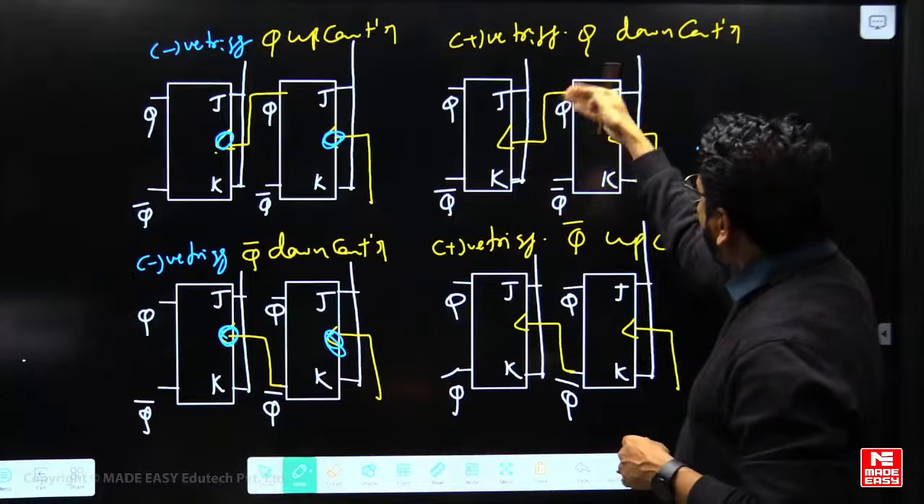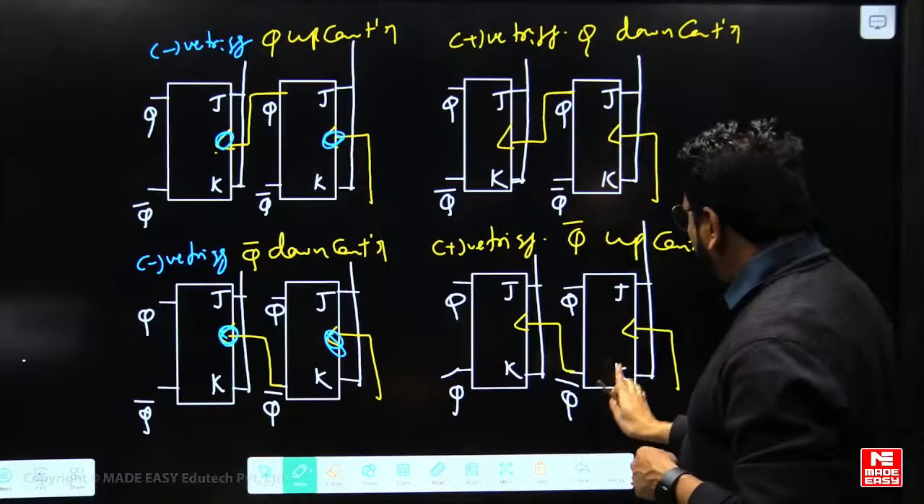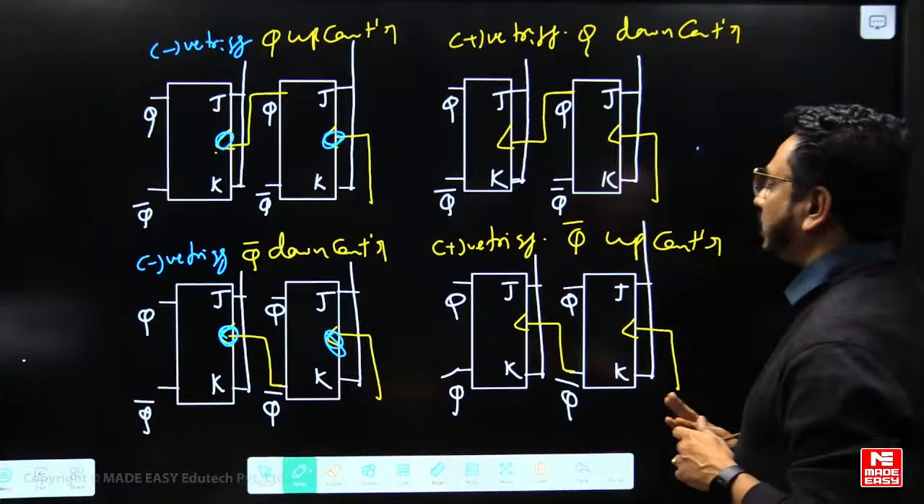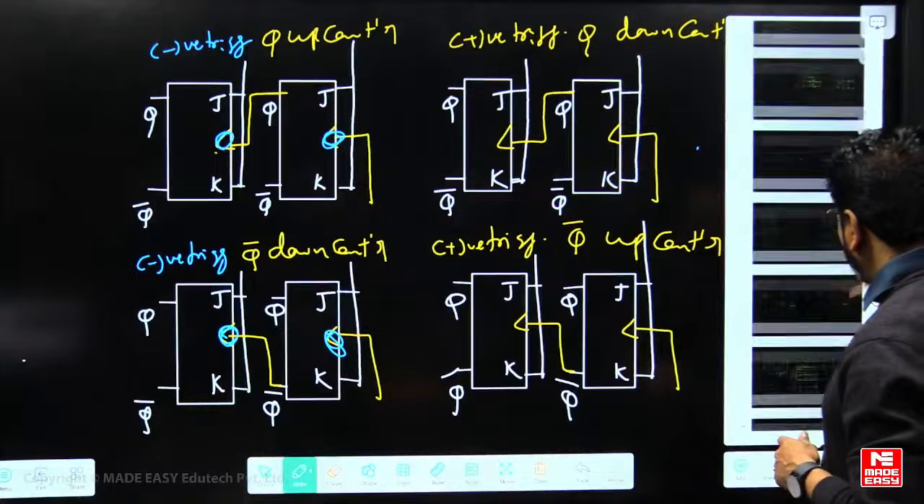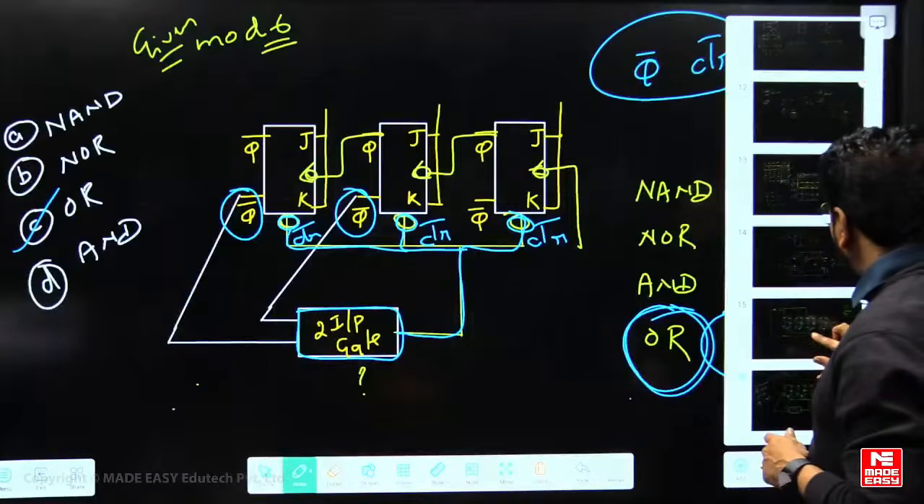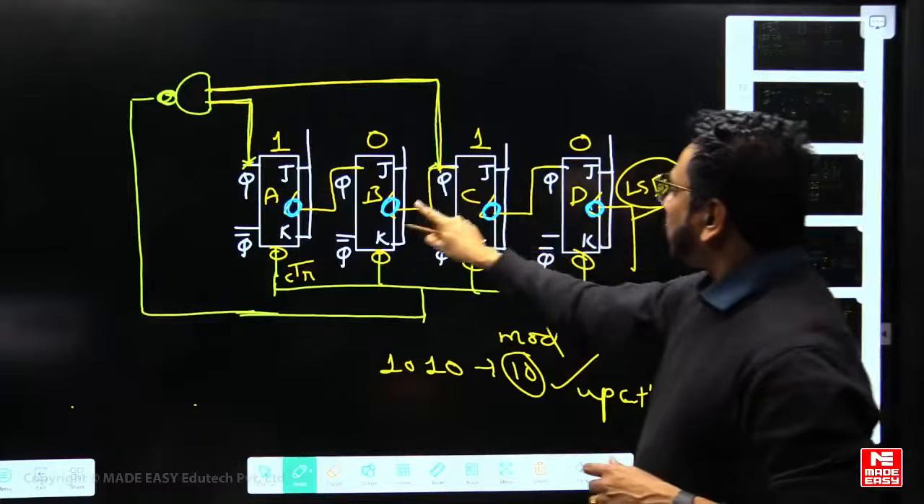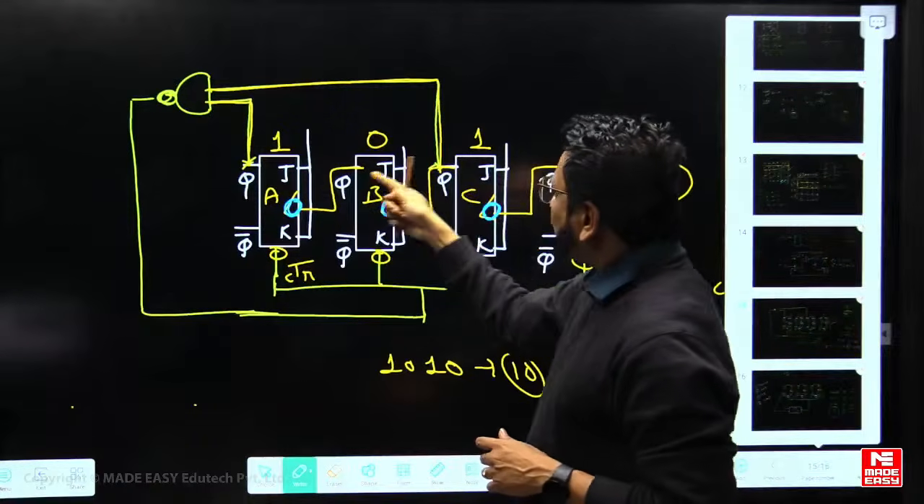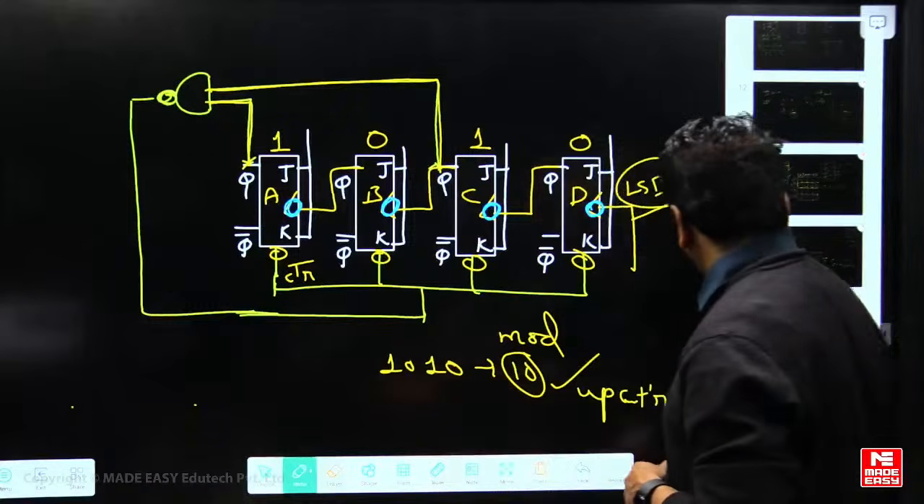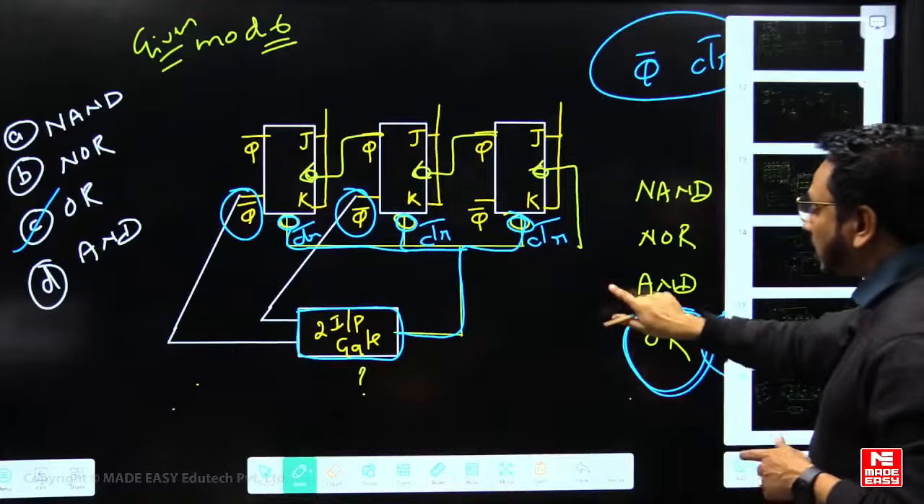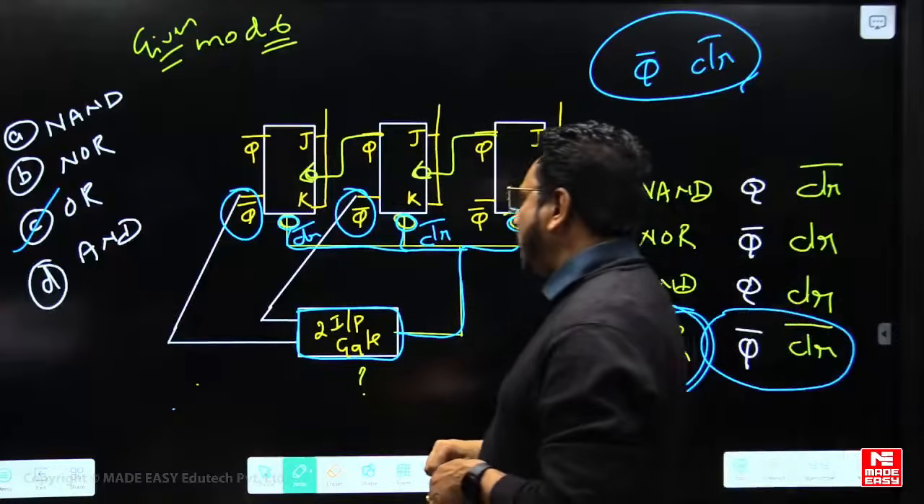Positive triggering: up connected to down counter, down connected to up counter. The same technique we applied here also. For negative triggering, Q from that is connected to the up counter. Such type of critical questions can also be handled.